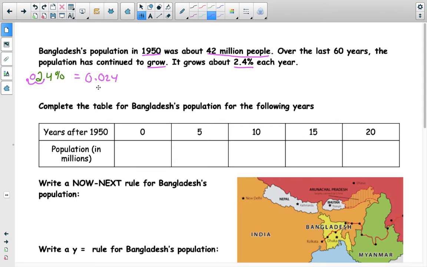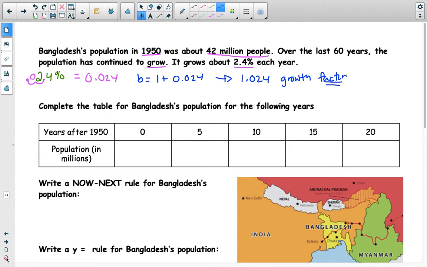0.024 as a decimal. Now, since it is a growth, we're going to do b equals 1 plus 0.024. We need to make this 1.024 as our growth factor so that we can actually do our equation later. So 1.024 is our growth factor.